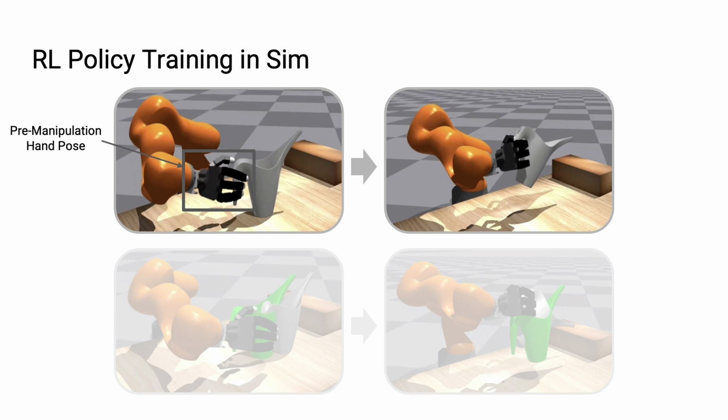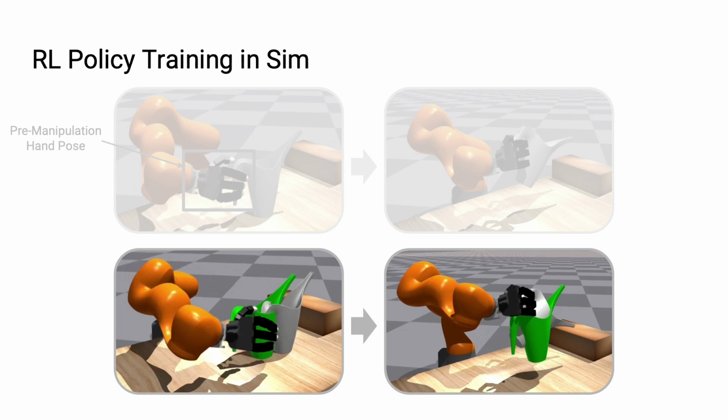environment in IsaacGym. We train the RL policy with PPO in simulation, using the object pose trajectory from the human demo as reward guidance and the pre-manipulation hand pose, as seen in the left image, as an advantageous initialization for learning. In these images, the green picture indicates the current object pose from the demonstrated trajectory, compared to the current object pose represented by the white picture, which we use for reward computation.